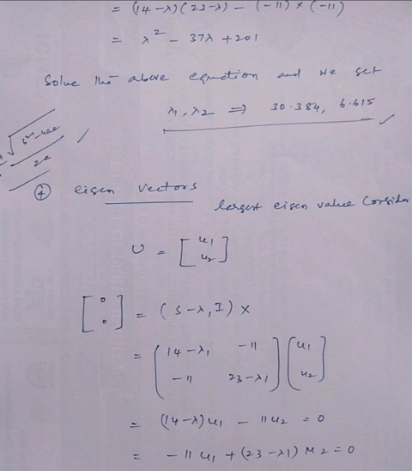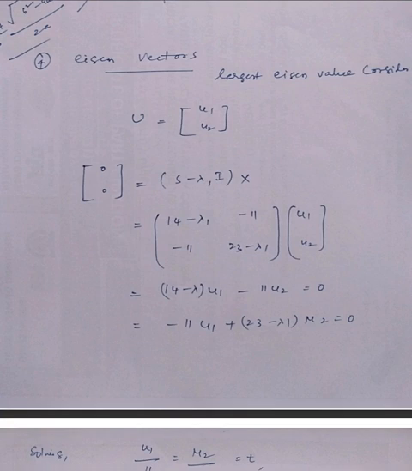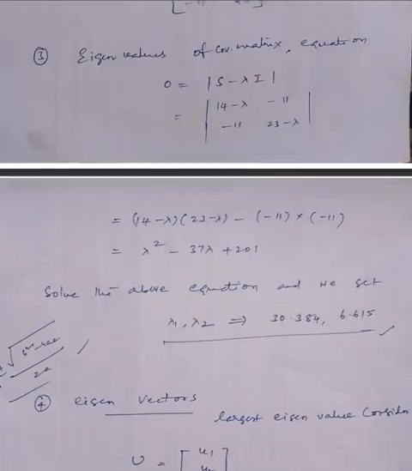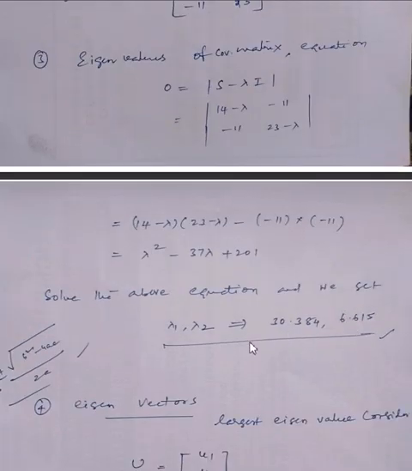and 6.615 like that. So the third step is finished. After that we have to calculate the eigenvector. For calculating the eigenvector, from these two eigenvalues we have to take the largest eigenvalue.